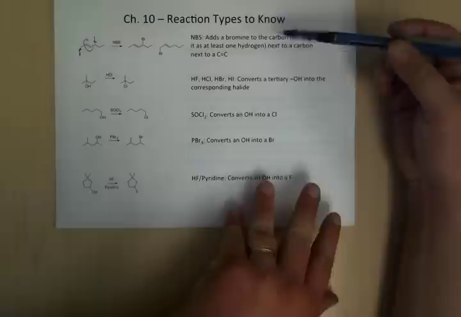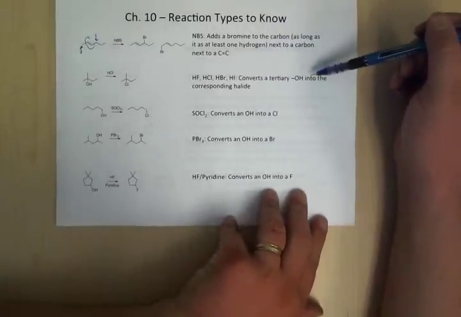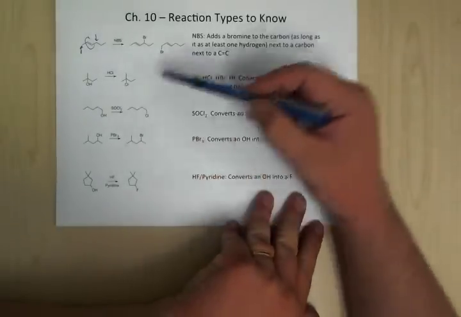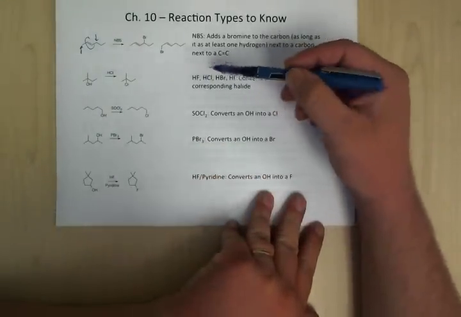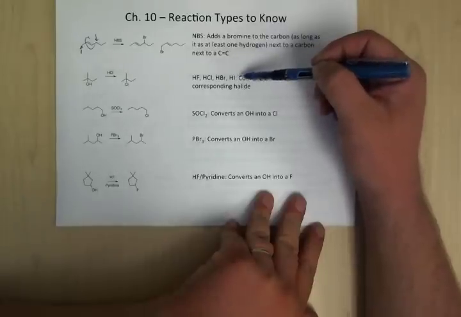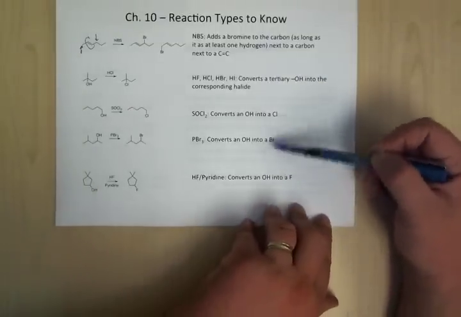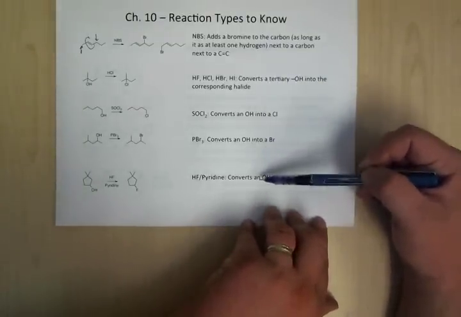For tertiary alcohols, you can convert them into the corresponding halides if you just do HF, HCl, HBr, HI. No problem. Now, if it's anything other than a tertiary, you're definitely going to have to use these. This would also work with tertiary compounds.